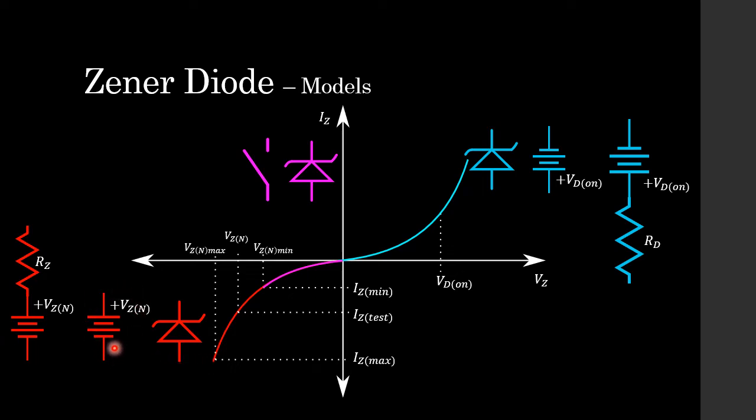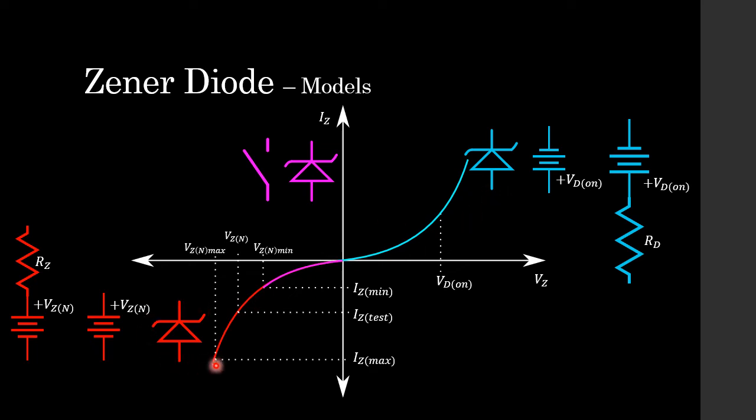Now notice that the Zener diode source compared to the diode source have opposing polarities according to the anode and the cathode of our Zener diode. The positive terminal of this battery is at the cathode of our Zener diode, whereas the positive terminal of this battery is at the anode of our Zener diode. And that's how we can distinguish between reverse bias and forward bias.